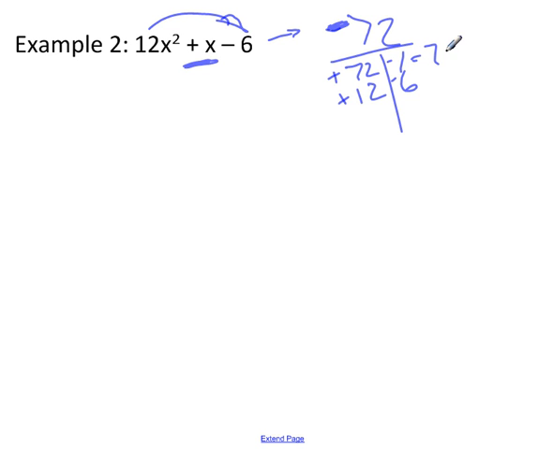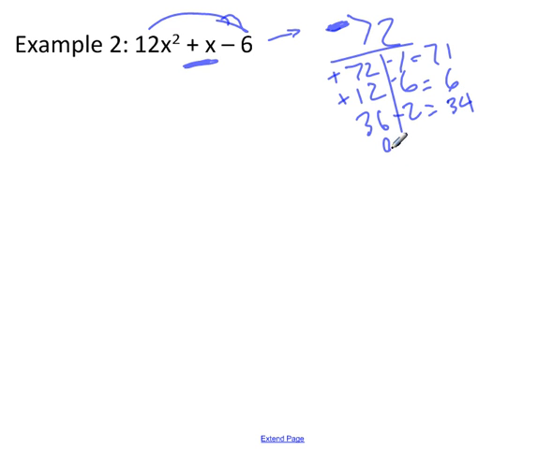Well, that's leaving me with 71. That ain't right. 12 minus 6 leaves me with 6. That's not going to do it. I need some numbers that are a little closer together. So we might start thinking through some things. Maybe 36 times 2. That's not going to work. That's 34 once we subtract.